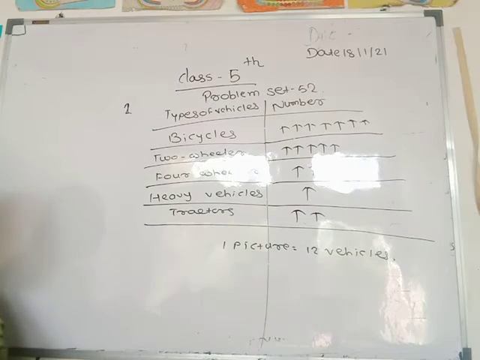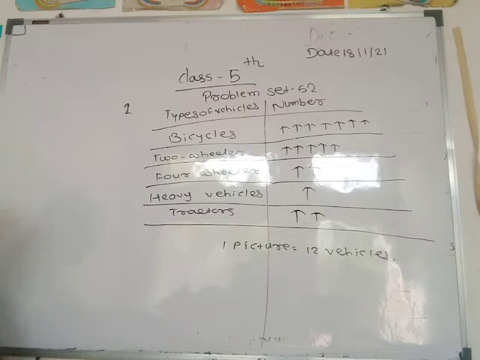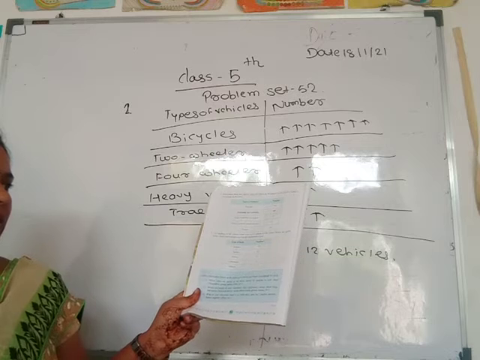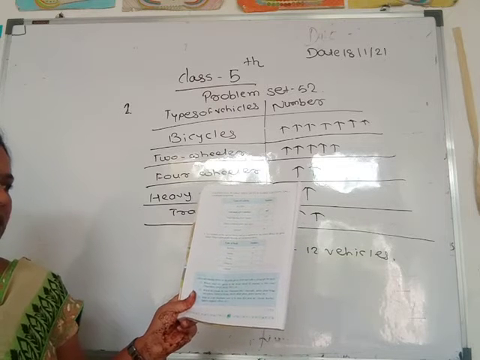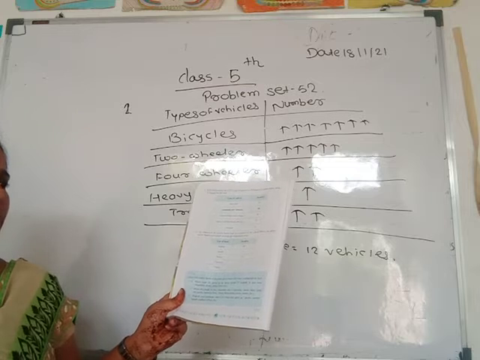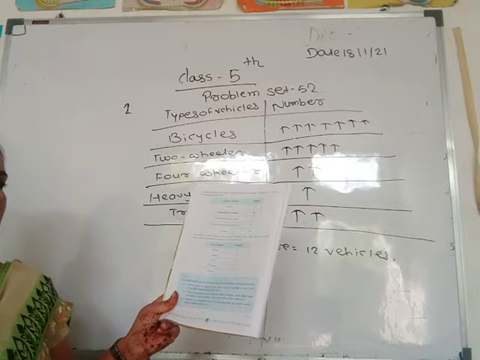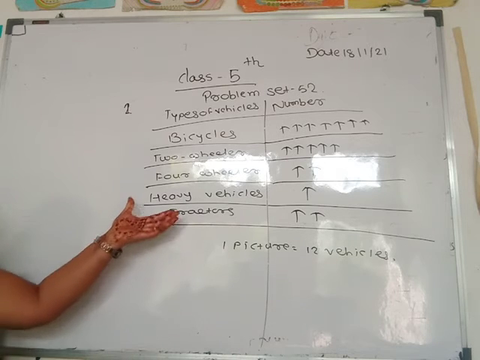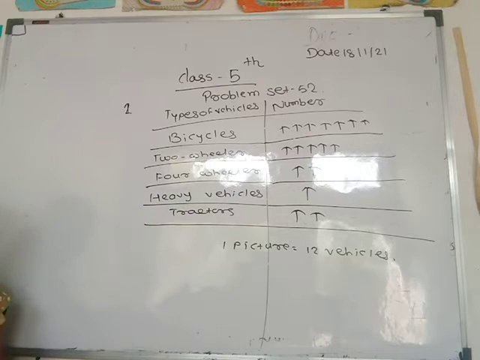See this pictograph. Then third one, the number of various books kept in a cupboard in a school library are given below. Make a graph showing the information given. Here these types of books are given and numbers are also given, and by using this information you draw a picture graph here.